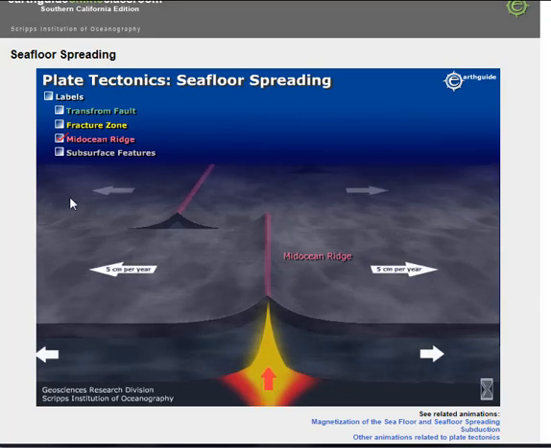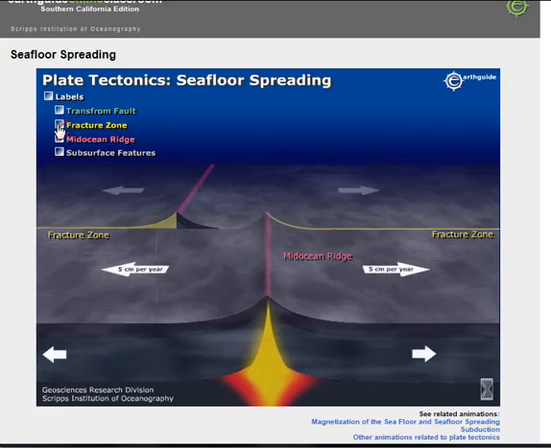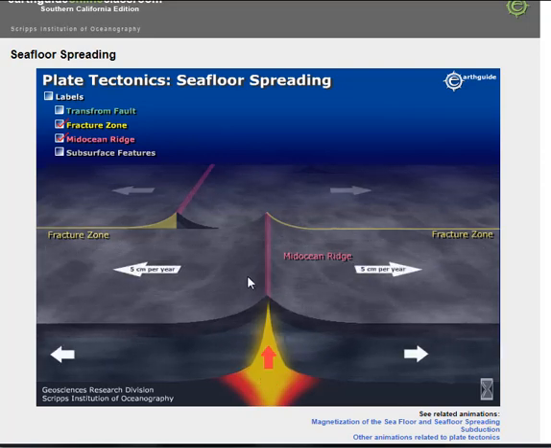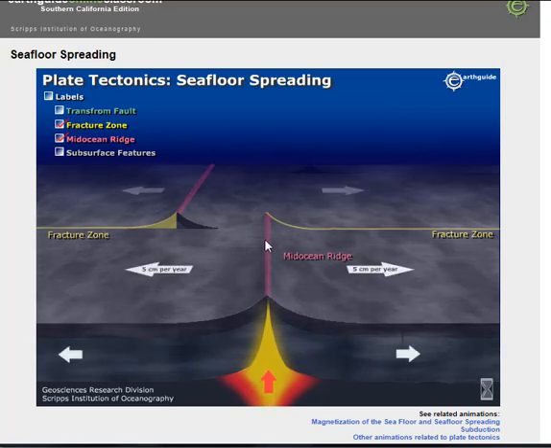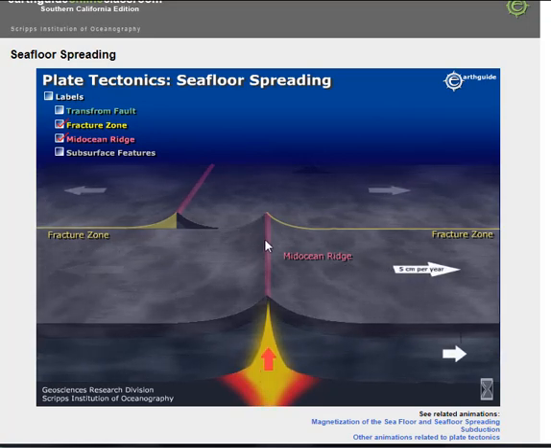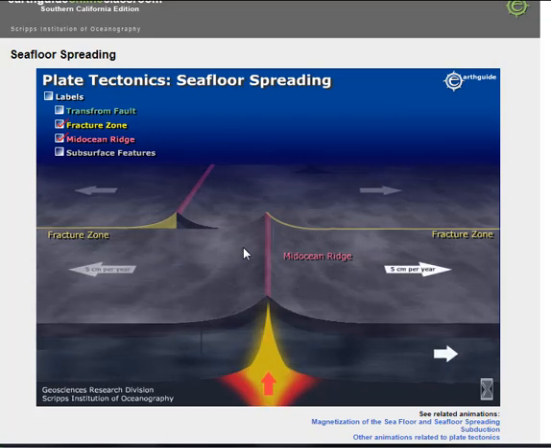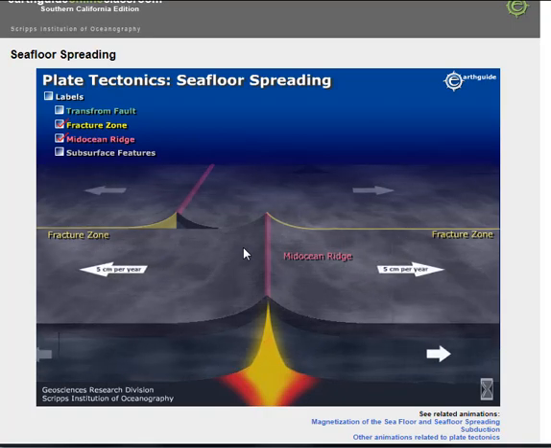And we also have fracture zones, which means that we have earthquakes. So we have earthquakes, we have a mid-ocean ridge, which is a mountain, and we have a rift, which is where lava is moving out, and we have earthquakes. Those are geological features that you would find at a spreading zone or a divergent plate boundary.